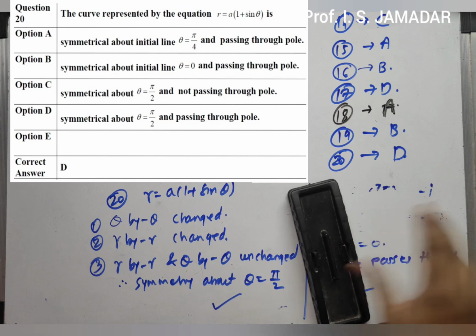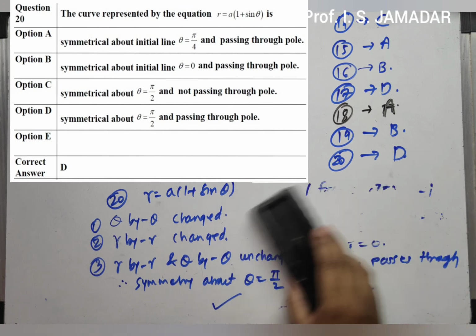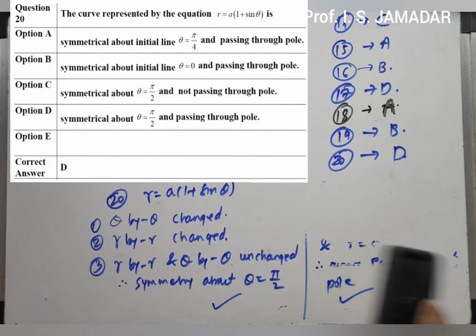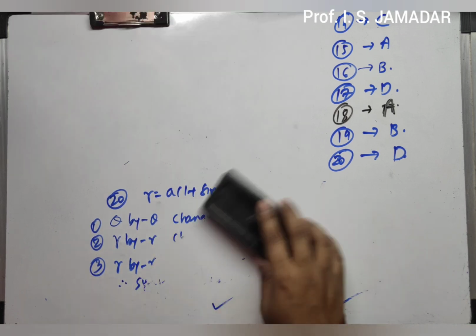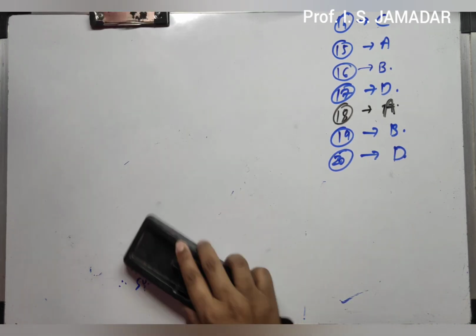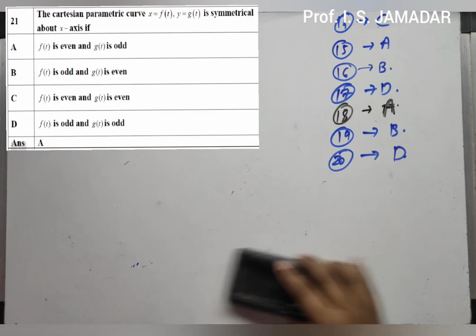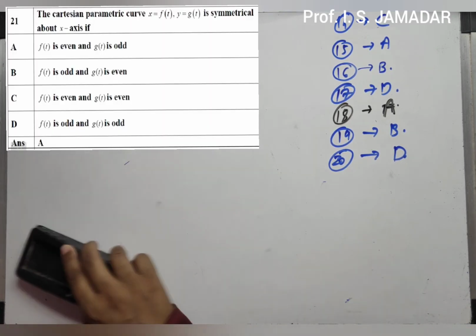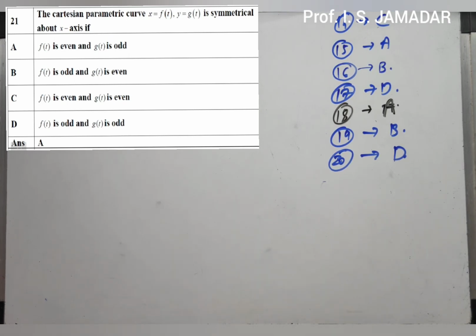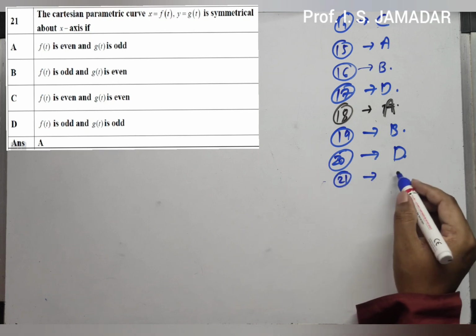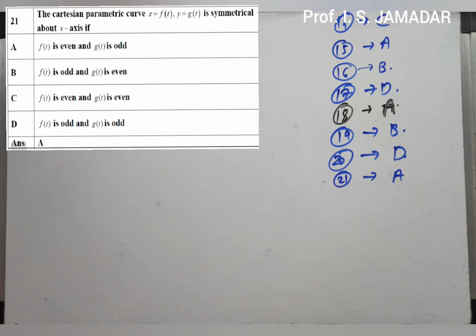Next, question number 21. This is about the theory part of parametric curves. The parametric curve x equal to f of t, y equal to g of t is symmetric about the x-axis. So for x-axis symmetry, f of t must be even and g of t must be odd. Option A is the answer. So for question 21, directly we can write option A as the answer.